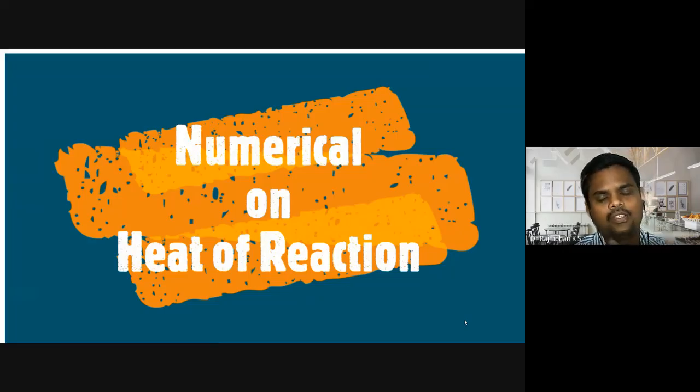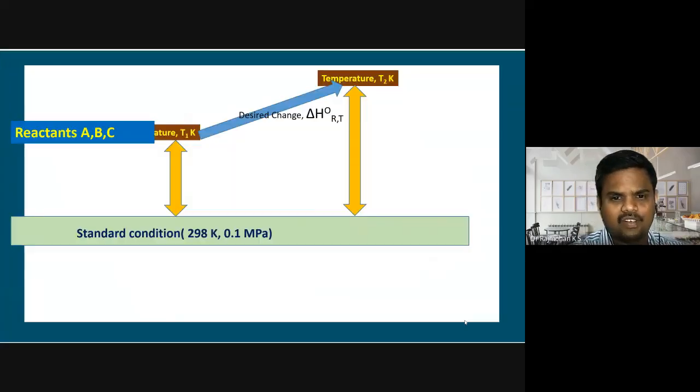But what I have told you is that the standard heat of formation or standard heat of reaction data will be available at 25 degrees Celsius, the standard conditions of 298 Kelvin and 0.1 megapascal. Most of the heat of reaction data are available there. That's why it is always easier and convenient to calculate the heat of the reaction at 25 degrees Celsius and whatever is the temperature given for the reactant.